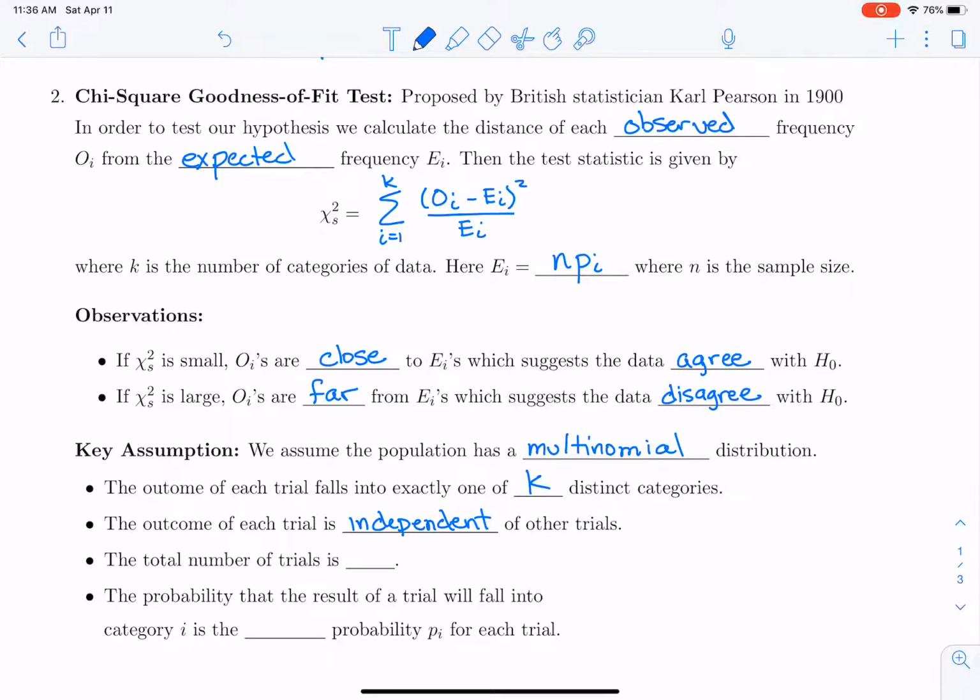The total number of trials is going to be n, and the probability that the result of a trial will fall into category i is the same probability p sub i for each trial.